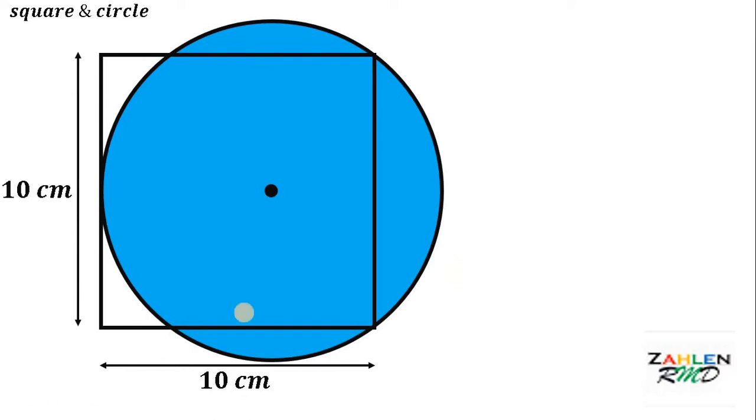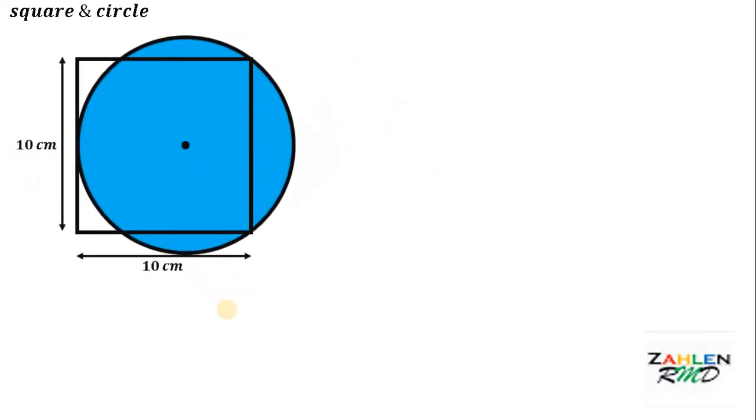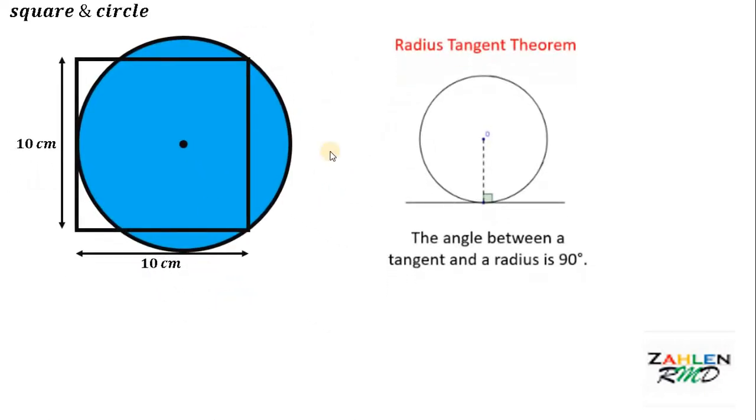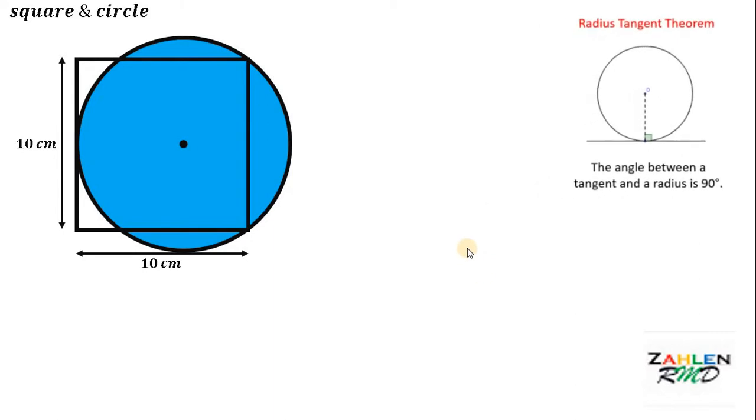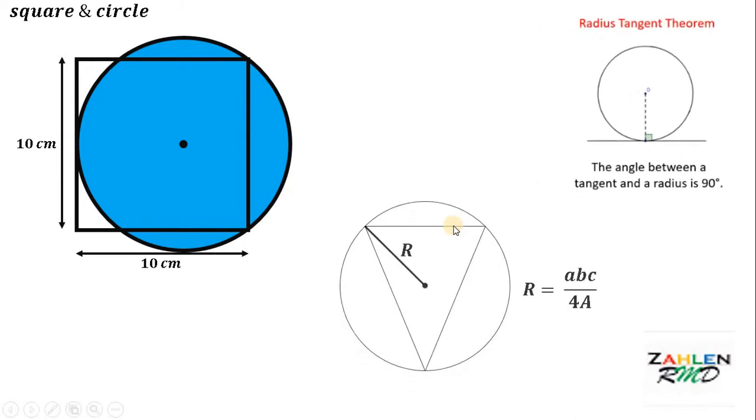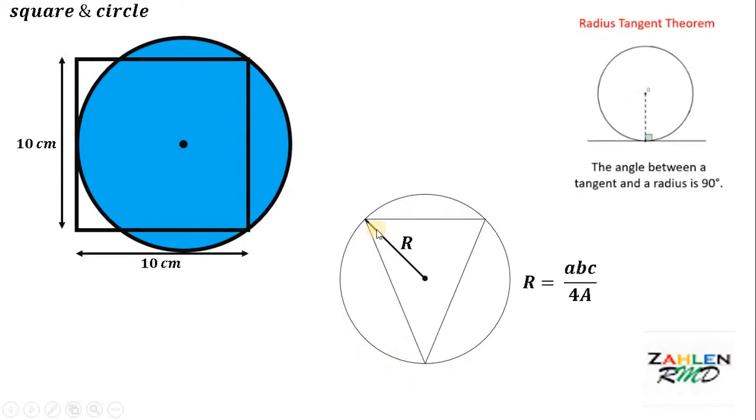There are a lot of ways to answer this question, but in this video, we will use two concepts. The first one is the radius tangent theorem. It says that the radius of the circle and the tangent line to this circle must be perpendicular, or they create 90 degrees.